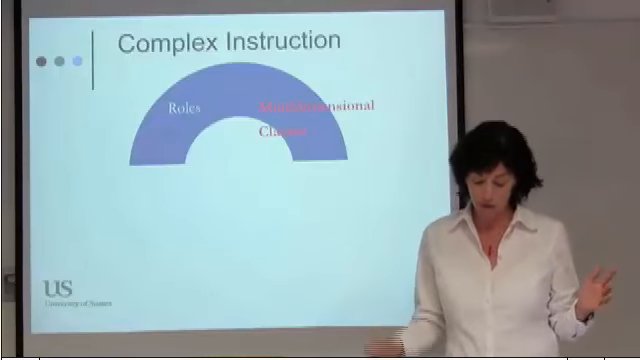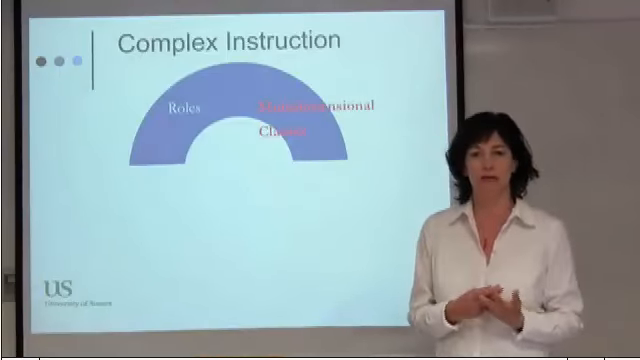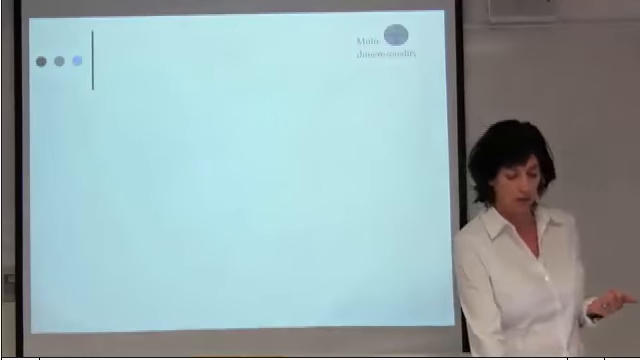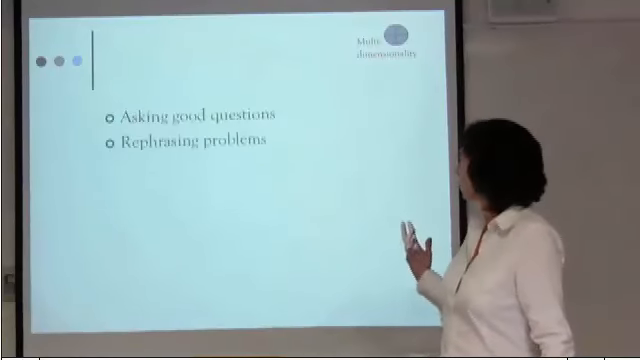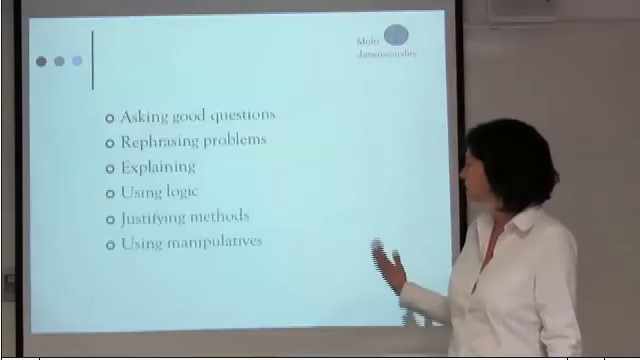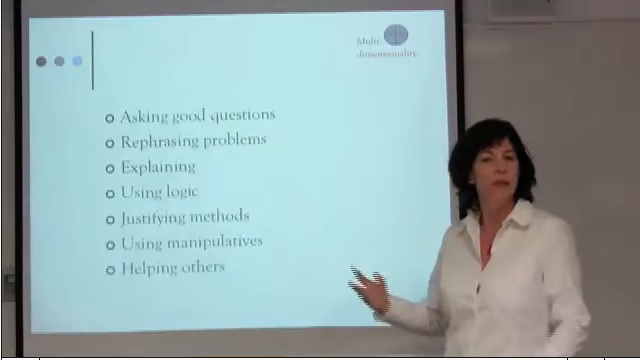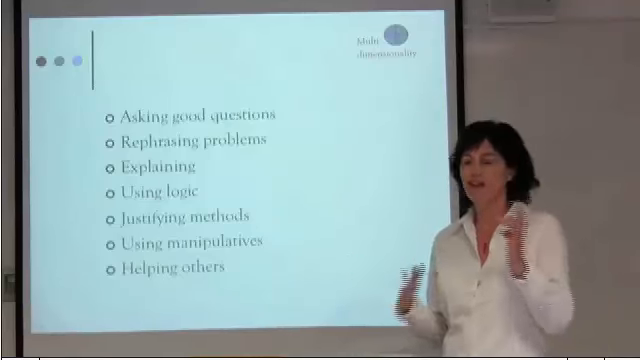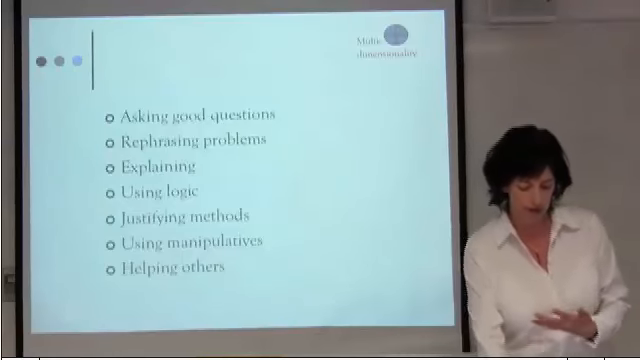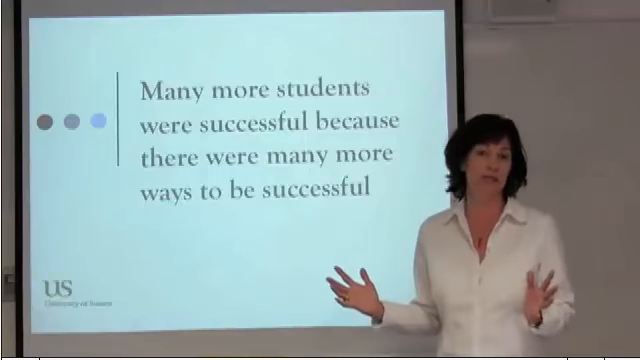What we found was that when we asked students who work traditionally, what does it take to be successful in maths class, they usually say, paying attention. When we asked students who worked in the complex instruction approach, they came out with a whole range of things. They say you have to ask good questions, rephrase problems, explain, use logic, justify methods, use manipulatives or apparatus, and help others. So they have a much broader version of mathematics, and we've seen great successes of students working in this approach. At its most simple, the way we analyse it is to say that many more students were successful because there are many more ways to be successful.